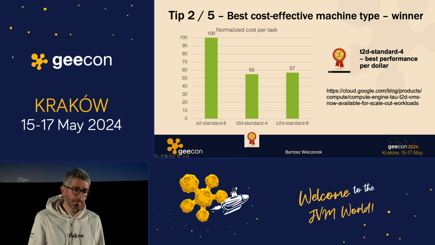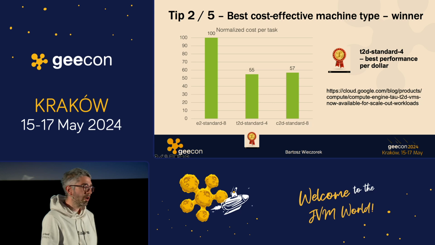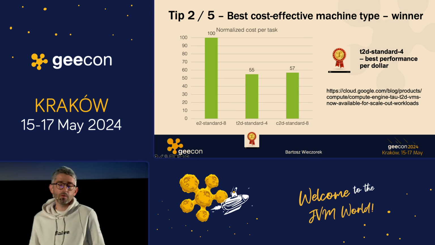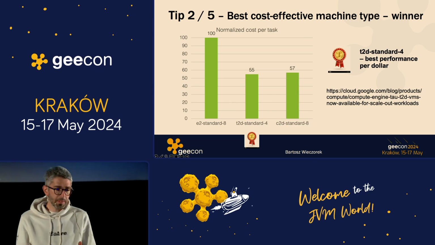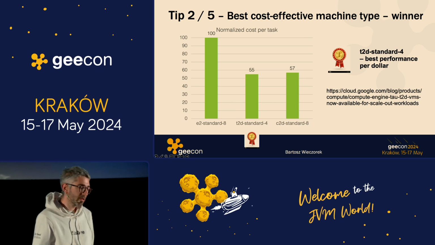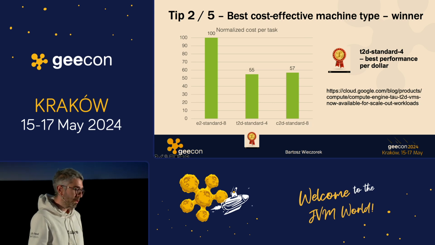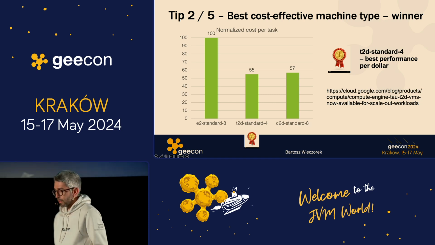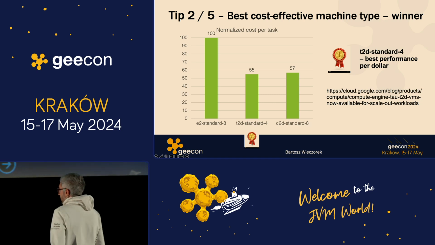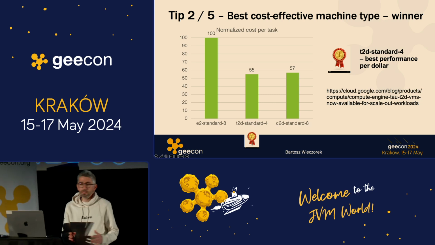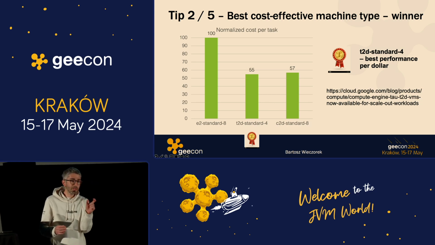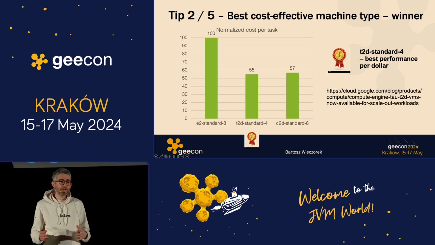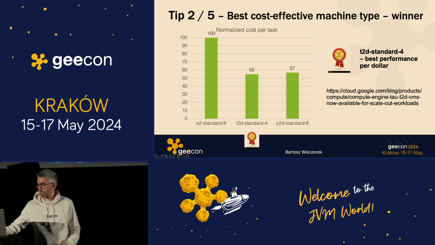And the T2D standard 4 machine is well known for the best performance per dollar, and you can read more on that. To summarize, maybe try the T2D standard machine if your use case is really CPU intensive. In our case it was parsing XML, lots of CPU-bound operations, so it was our saving. And that was a single line change in our machine type deployment that gave us hundreds of thousands of dollars in savings per year.